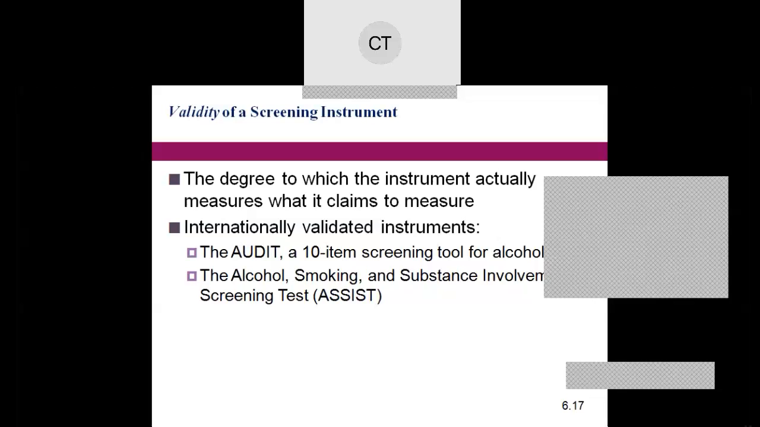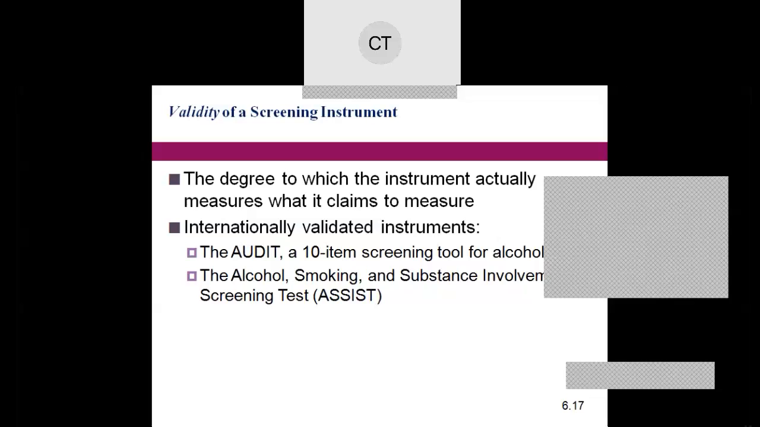So here what we discuss is that screening should be validated. In other words, screening tools must be scientific and evidence-based. They have to be validated by international agencies like WHO, UNODC, or whatever agency is responsible for that. So, internationally validated instruments, as I already said, AUDIT. AUDIT is a screening tool used for identifying alcohol use problems. It's a 10-item questionnaire, very simple to understand, administer, and calculate the score.